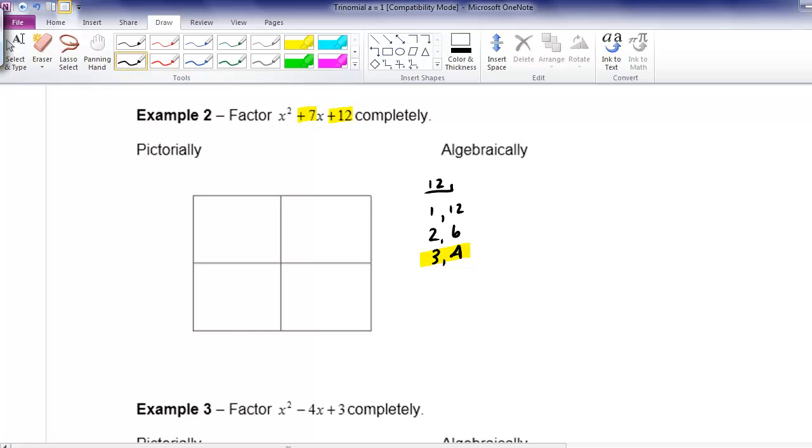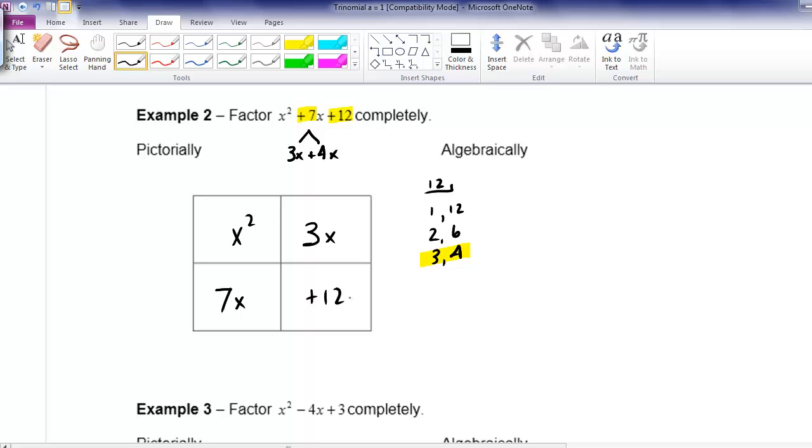Now remember what this does. This breaks apart the 7 into two pieces. That's what this little trick does. And really what that does for us is it allows us to use this pictorial representation, or it allows us to do 2 by 2 grouping.